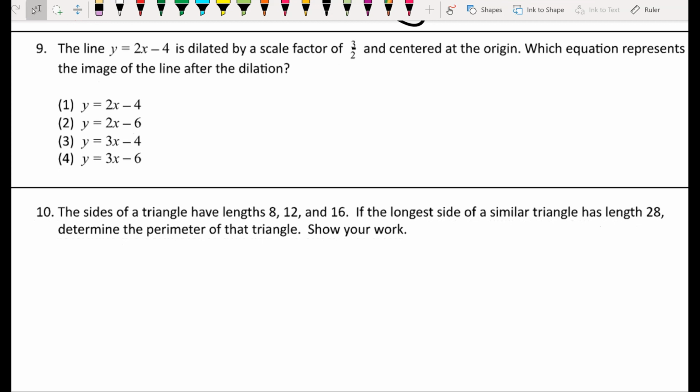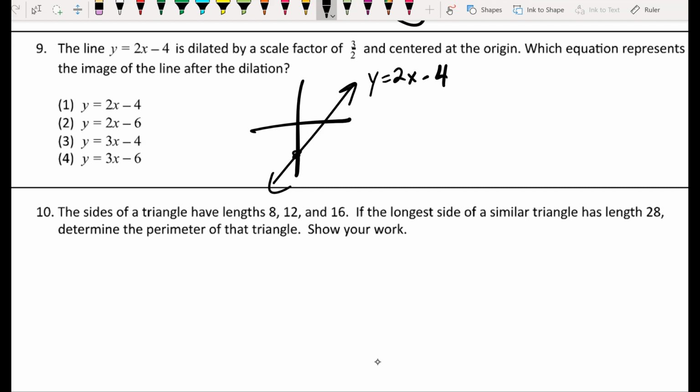Number 9. The line y equals 2x minus 4 is dilated by a scale factor of 3/2 centered at the origin. Which equation represents the image of the line after the dilation? Remember, if I dilate a line, so this has a slope of 2 and a y-intercept of -4, so this is just a sketch. If I dilate it by a scale factor of 3/2 from the origin (0, 0), it's going to take that distance right there and push it to make it a little bit further down from the origin.